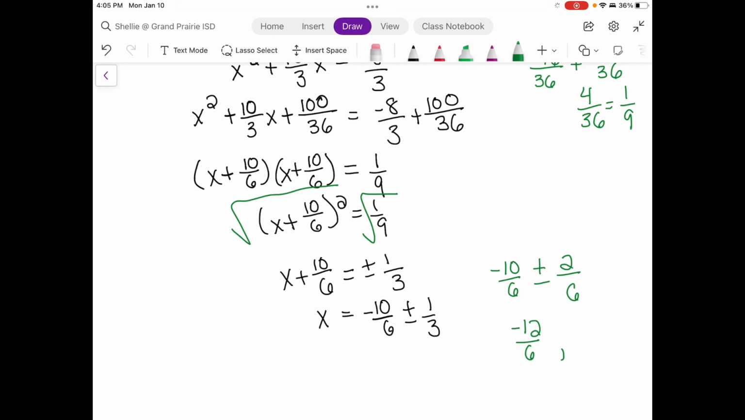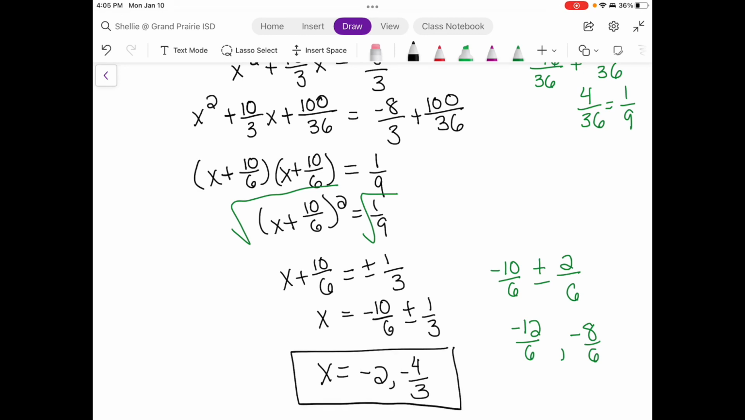and negative 8 over 6, and those do simplify. So I'll simplify them when I write them here. Negative 12 over 6 is negative 2. Negative 8 over 6 is negative 4 over 3. And there you are. So you can do that with a fraction as well. So there are some examples for you.